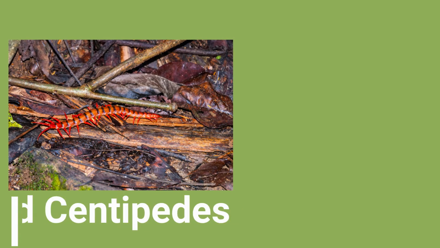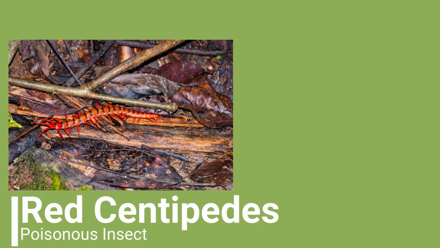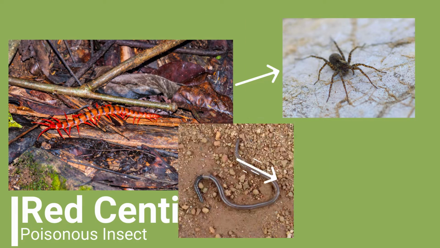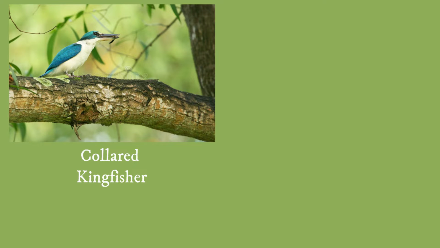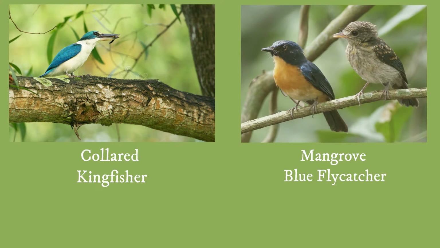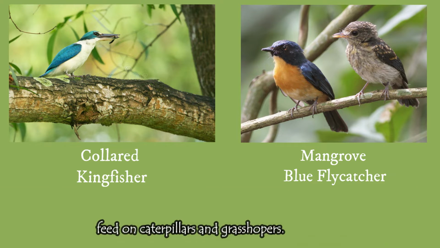Red centipedes, the poisonous insects that live in tropical rainforests, prey on the spiders and earthworms. Also, birds such as the collared kingfisher and mangrove blue flycatcher feed on caterpillars and grasshoppers.